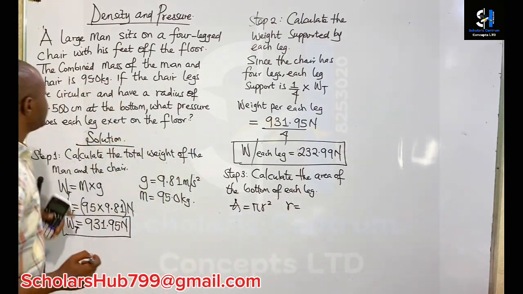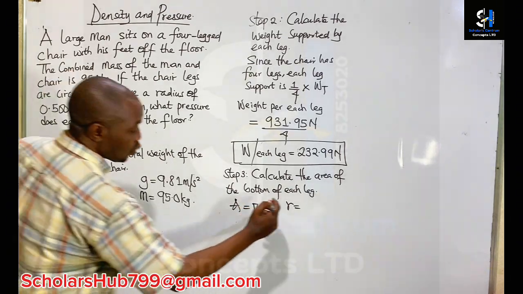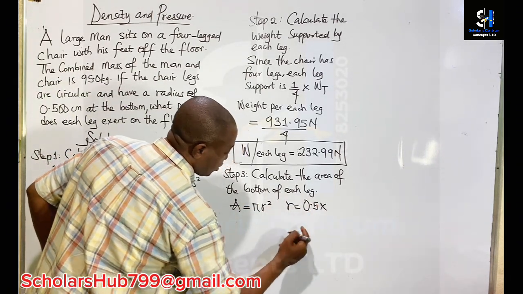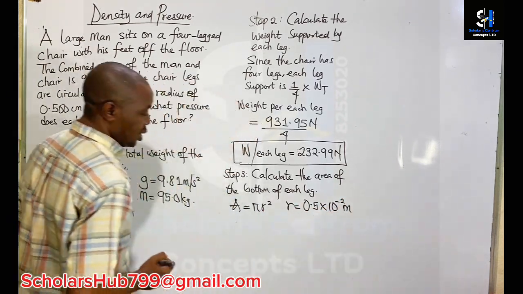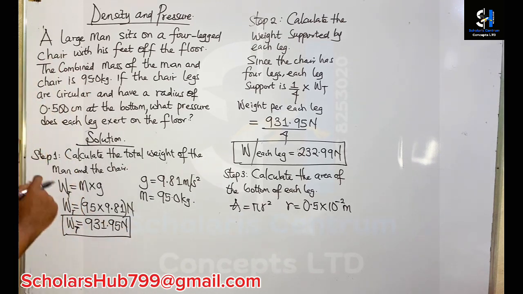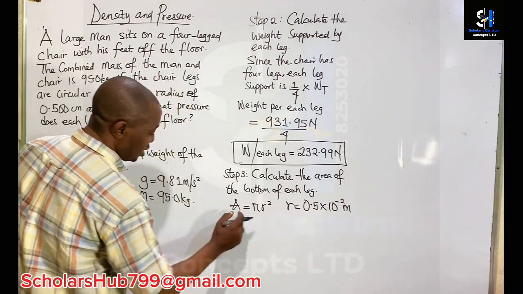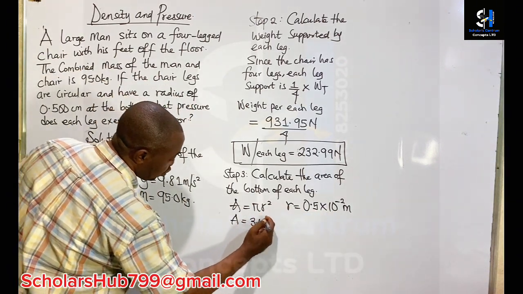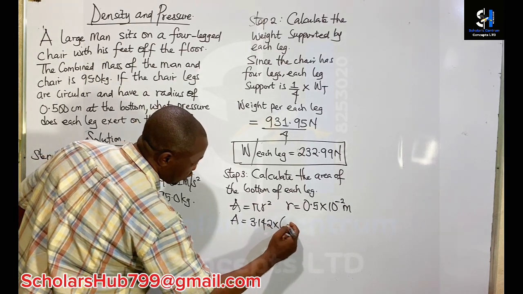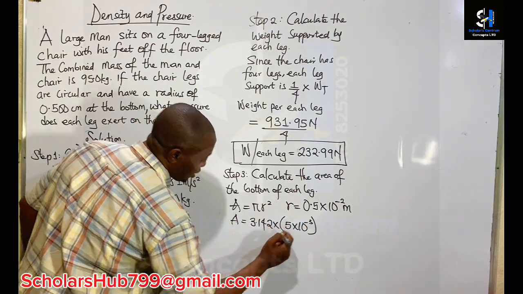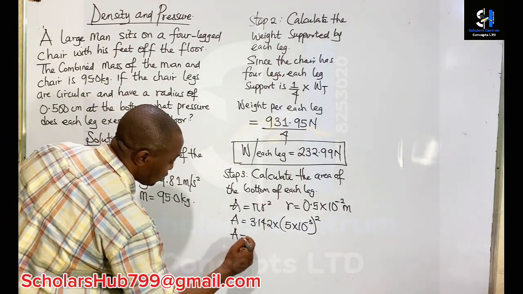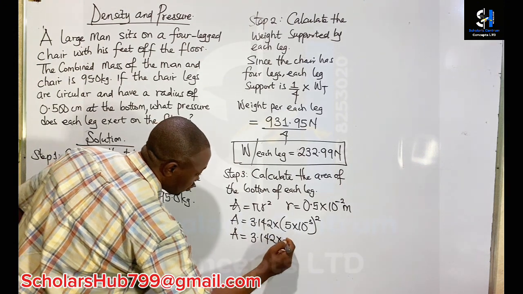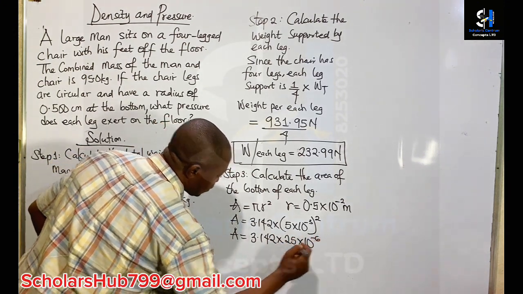Now the radius, let's change the radius from centimeters to meters. So what we have is 0.5 cm. That will be 0.5 times 10 raised to the power of minus 2. 1 centi is the same thing as 10 raised to the power of minus 2. So this will be 3.142 multiplied by 5 times 10 raised to the power of negative 3, all raised to the power of 2. So this becomes 3.142 times 25, then times 10 raised to the power of minus 6.